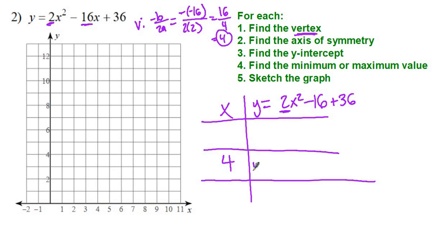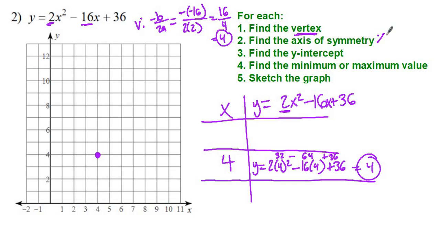What's the y-coordinate? We can find that by plugging in our 4 right there. So let's do that. Sorry, that's supposed to be a 16x. Okay, so when we simplify this out, 2 times 4 squared would be 32. That's 16 times 4, which is 64. So that's 32 minus 64, which is negative 32, plus 36. That's going to equal positive 4. So our vertex is going to occur at (4, 4).